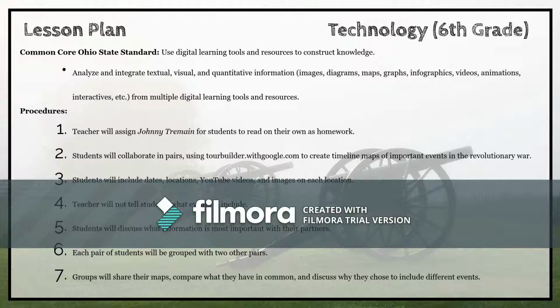Students will include dates, images, and YouTube videos on each location. Students will collaborate with their partners to choose which events they think are important to include. After completing their maps, each pair will be grouped with 2 other pairs. The groups will then share their own maps, comparing them and discussing why they chose to include certain events.